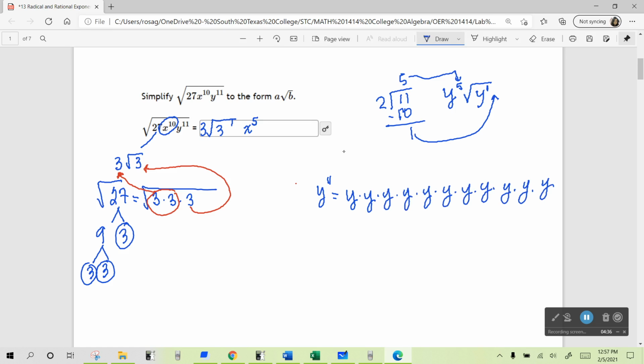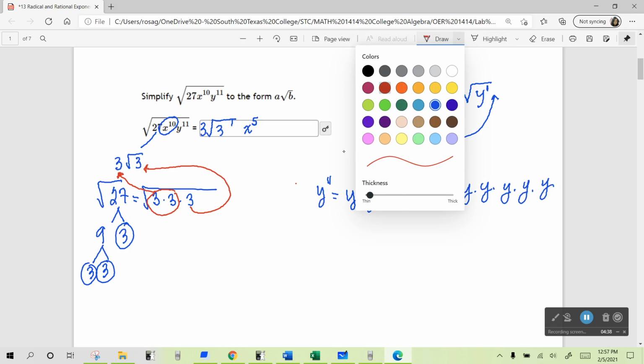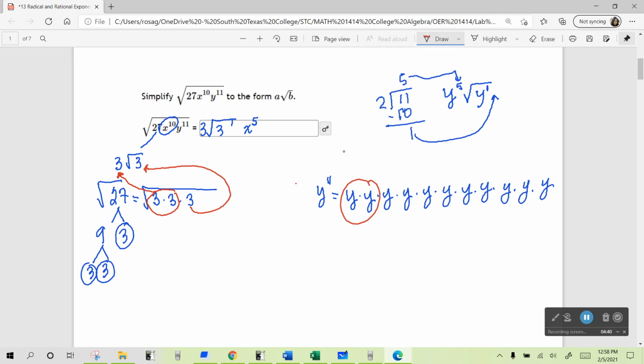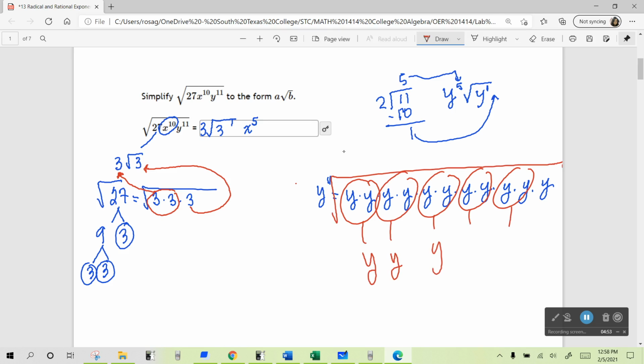But see, it's a lot of work if I do it by hand. And then you look for pairs of 2's. So pairs of 2's. And how many y's are left? There's only 1 left over. So that's why this leftover y stays inside. All of these y's come out. So it's 1, 2, 3, 4, 5 y's, and 1 stays in.